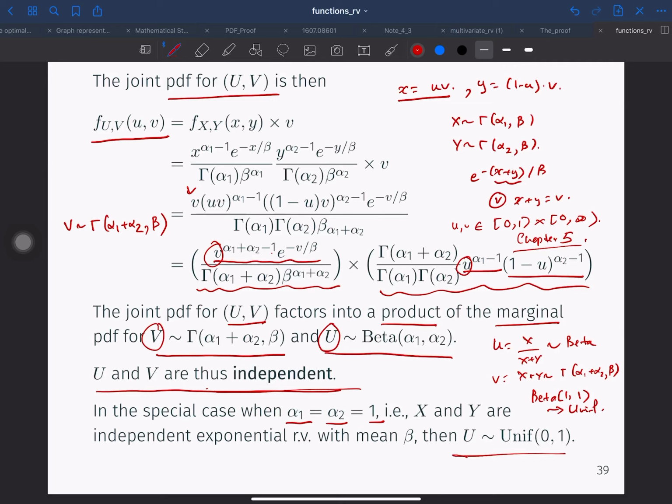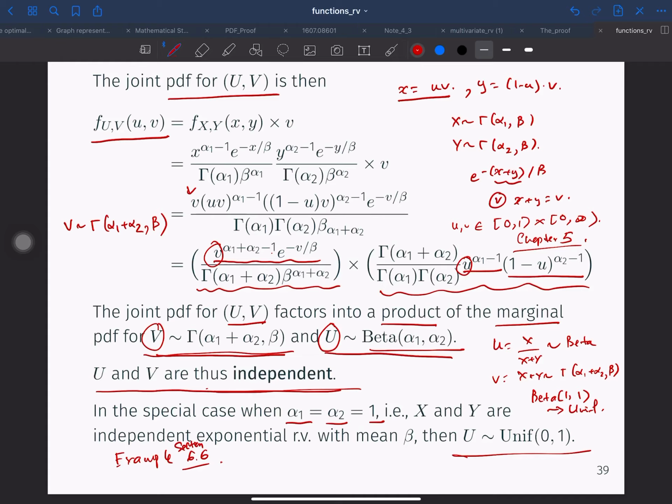So therefore u is uniform. And that is basically the claim, which I think is one of the examples in section 6.6, so you may want to take a look there. But in any case, what we conclude is that u is beta and v is gamma, and they are independent.